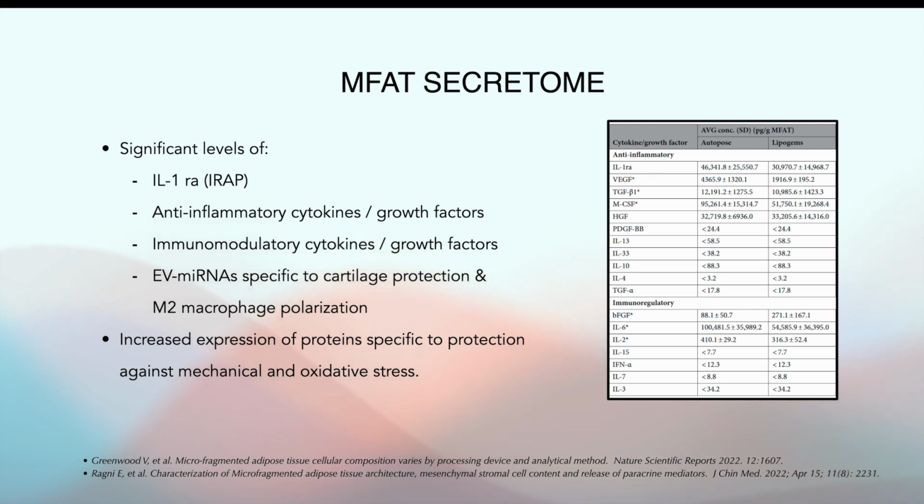In addition, the secretome of these cells has been discovered, and it's interesting to note that there are high levels of interleukin-1 receptor antagonists, also known as IRAP, which, as you know, is an anti-inflammatory molecule. There are other anti-inflammatory cytokines and growth factors that have been characterized in the secretome, as well as immunomodulatory cytokines and growth factors. A number of exosomes and extracellular vesicle microRNA specific to cartilage protection and the M2 macrophage polarization process have been described in the lipoaspirate secretome. In addition, there's an increased expression of proteins which are specific to the protection against mechanical and oxidative stress.